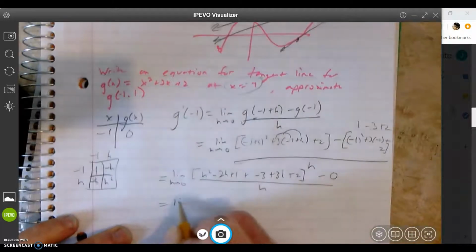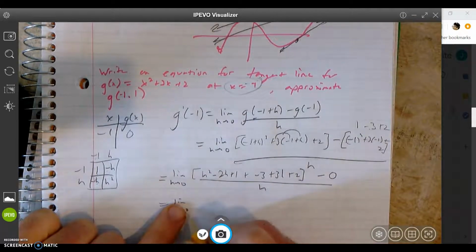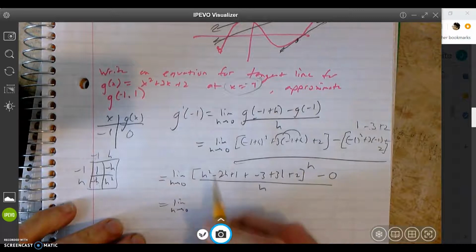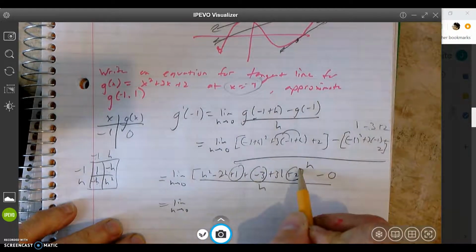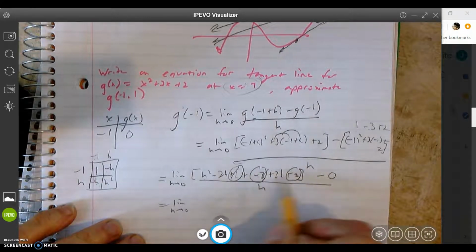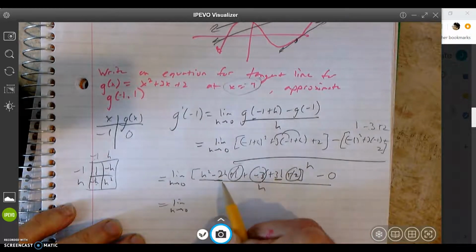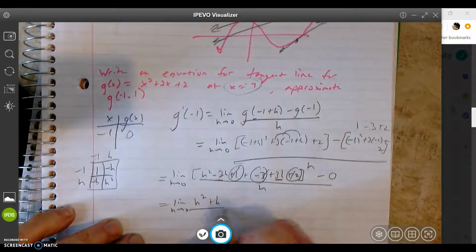All right, equals the limit as h approaches 0, as the 2 points are getting closer together, as h, the distance, gets closer and closer to 0. All right, we got 1, -3, and 2. 1 minus 3 is -2, plus 2 is 0. Goodbye. Like terms, 3h and -2h would just be h, right? So it's h squared plus h over h.